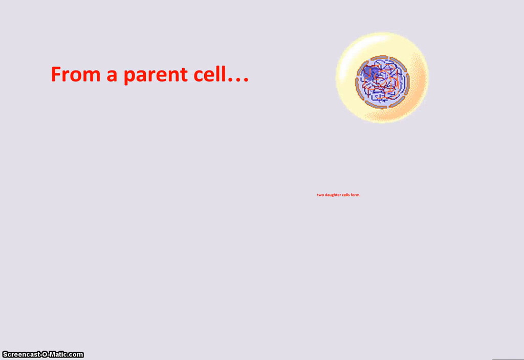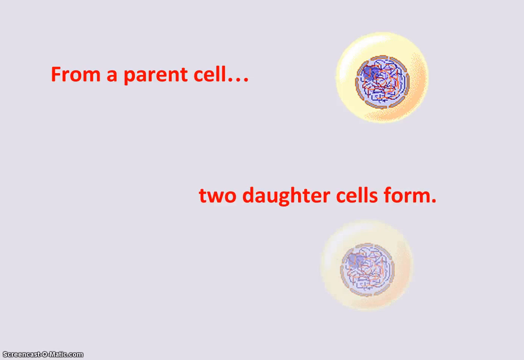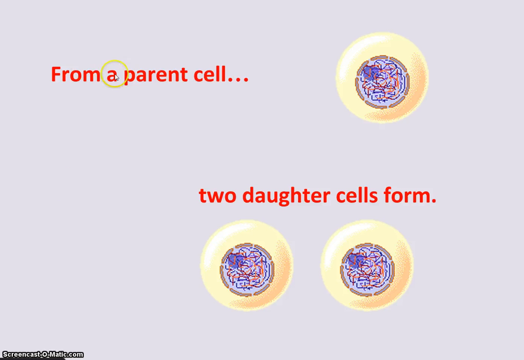This process starts with one cell. That cell is called a parent cell, and from that parent cell, 2 daughter cells form. And so these are new vocabulary words, so you might want to jot it down in your notebook that a parent cell is the original cell that you start out with, and the daughter cells are the 2 cells that you get when the process is all done.